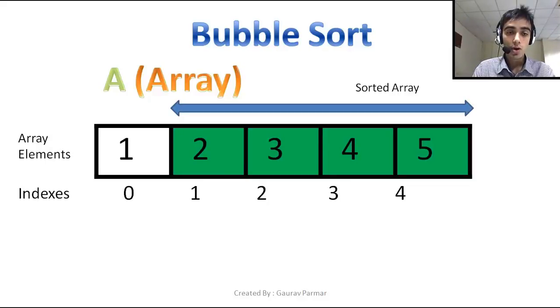At last we have one element left inside the unsorted array, and it will be considered to be sorted, so it becomes part of the sorted array. So this is how the bubble sort works.